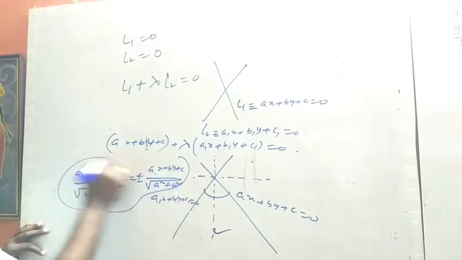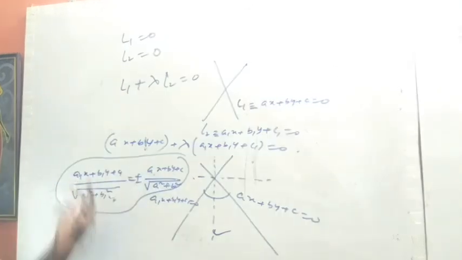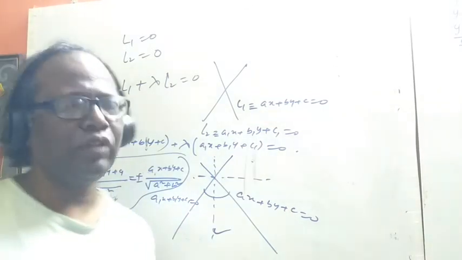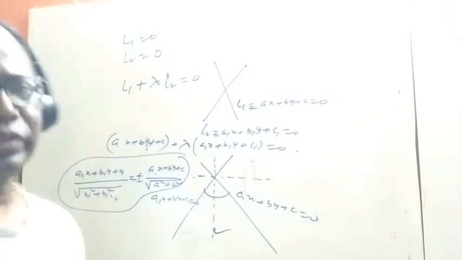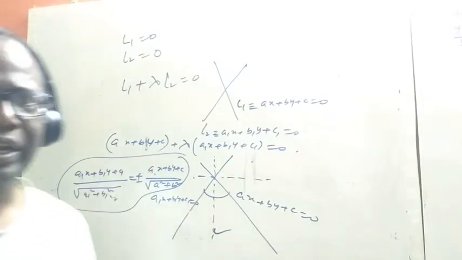Taking the plus and minus values as two separate options and simplifying, we get two answers, two straight lines, either this or this. In between them, one is the bisector of the acute angle and the other is the bisector of the obtuse angle.